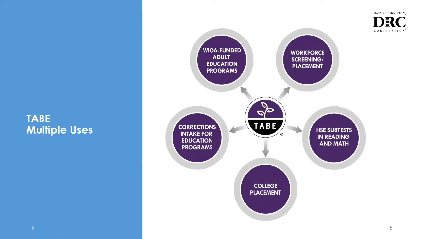There are some programs that keep that data in a central repository, but a lot of times the ACCUPLACER data might be in a college database where the TABE data is in an adult ed database, and the two do not necessarily mix. So it's sometimes hard to find that concorded data, but it is something that we're always actively looking for more of.